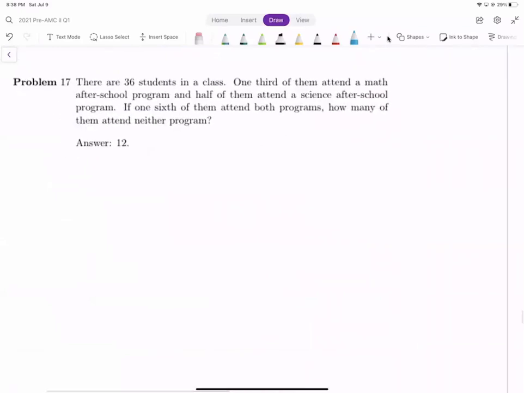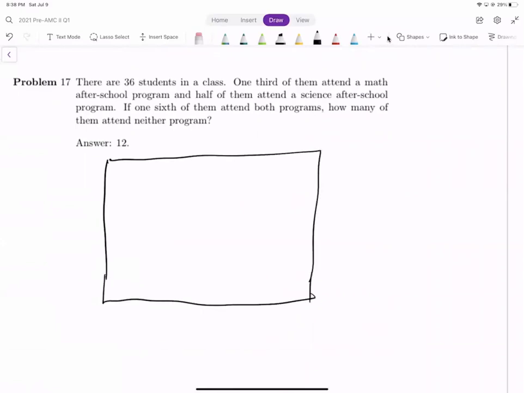Question number 14. There are 26 students in the class. 1/3 of them, we know, will be 12, attend a math after school program, and half of them, which will be 18, attend a science after school program, and 1/6 of them, that will be 6, attend both programs. How many of them attend neither program? This is a typical situation to apply the Venn diagram.